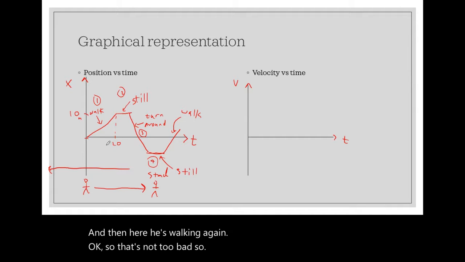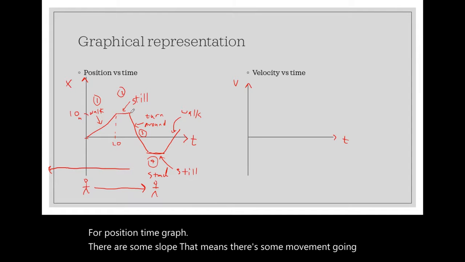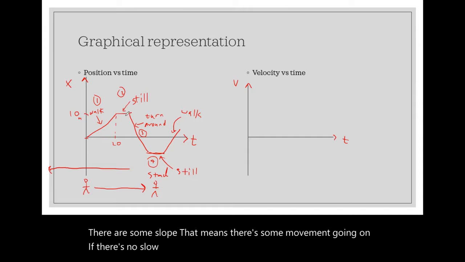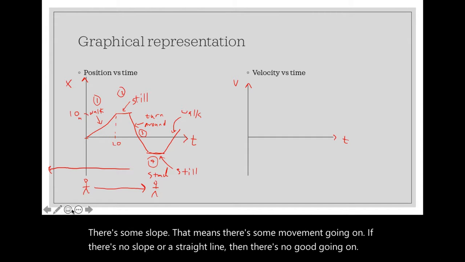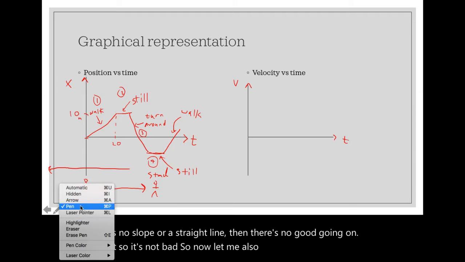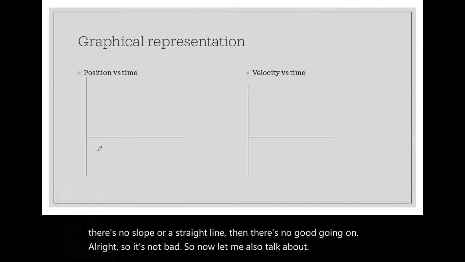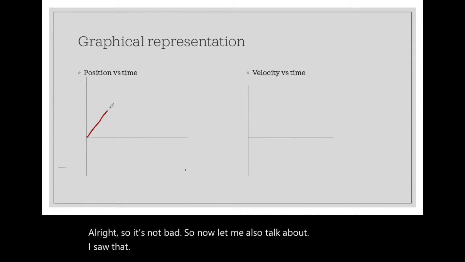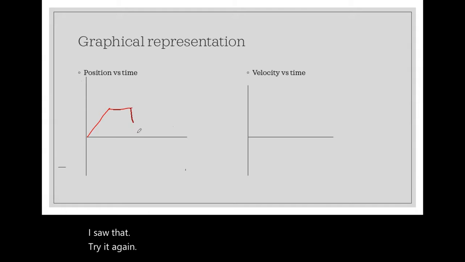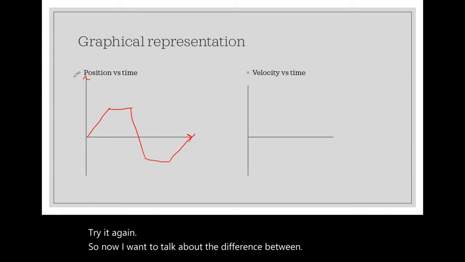So for a position time graph, if there's some slope, that means there's some movement going on. If there's no slope, or a straight line, then there's no movement going on. All right, so that's not bad. So now I want to talk about the difference between the slopes of this graph.